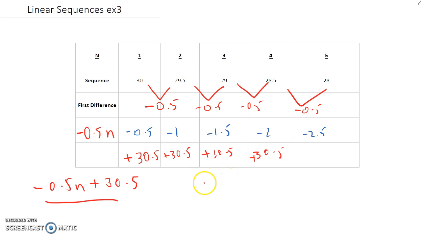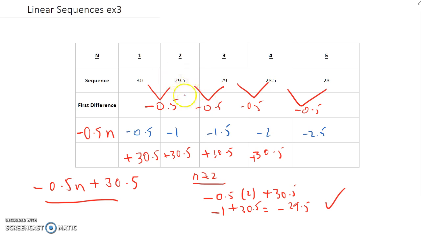Let's try n equals 2. Let's see what n equals 2 will give us. If we plug in n equals 2, so minus 0.5 times 2 plus 30.5. So 2 times 0.5 will give us minus 1, plus 30.5, I do apologize, that will give us plus 29.5. Since that gives us 29.5 and this is 29.5, therefore our rule is correct.